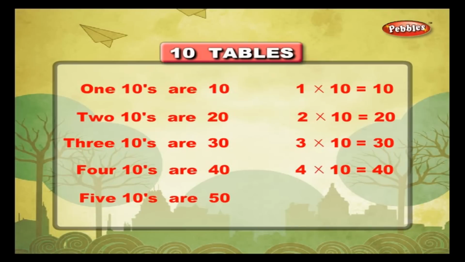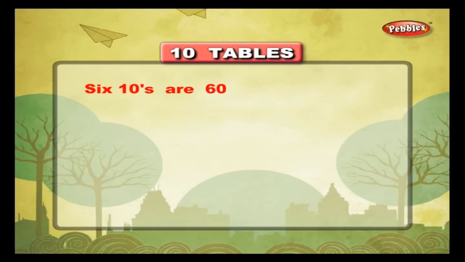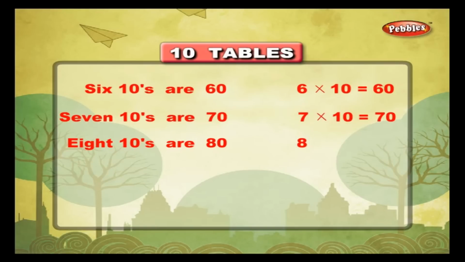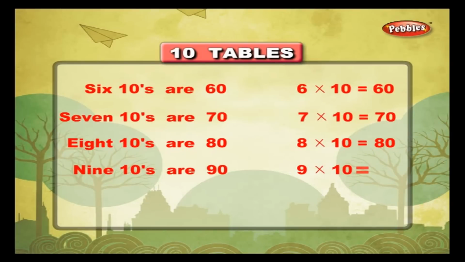5 tens are 50. 5 into 10 is equal to 50. 6 tens are 60. 6 into 10 is equal to 60. 7 tens are 70. 7 into 10 is equal to 70. 8 tens are 80. 8 into 10 is equal to 80. 9 tens are 90. 9 into 10 is equal to 90.